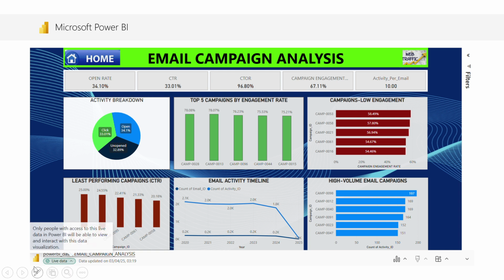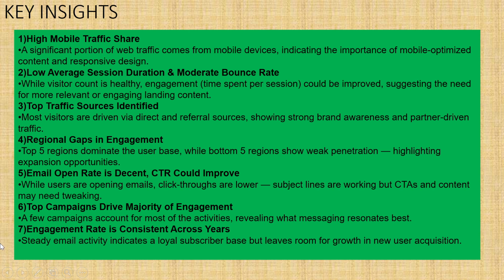So now I'll take you through the key insights. High mobile traffic share: a significant proportion of the web traffic comes from mobile devices, indicating the importance of mobile-optimized content. Low average session duration and moderate bounce rates. Top traffic sources identified: most visitors are driven via direct and referral sources, showing strong brand awareness and partner-driven traffic.